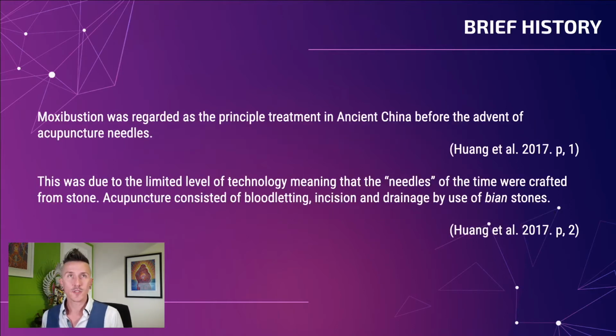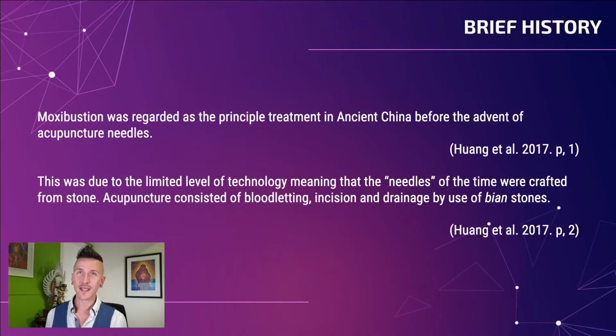Now, talking about moxibustion very briefly, it was regarded as the principal treatment in ancient China before the advent of acupuncture needles. This was due to the limited level of technology, meaning that the needles of the time were crafted from stone. So keep in mind that acupuncture as practiced today really does not seem to have any real similarity to what was practiced in ancient China.